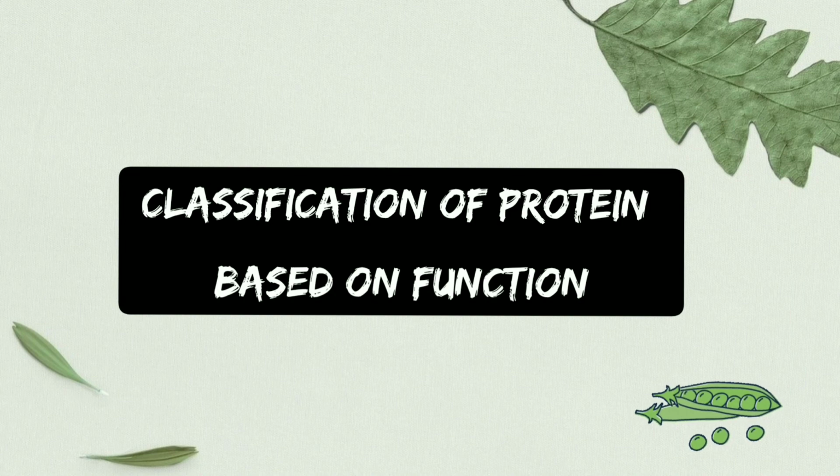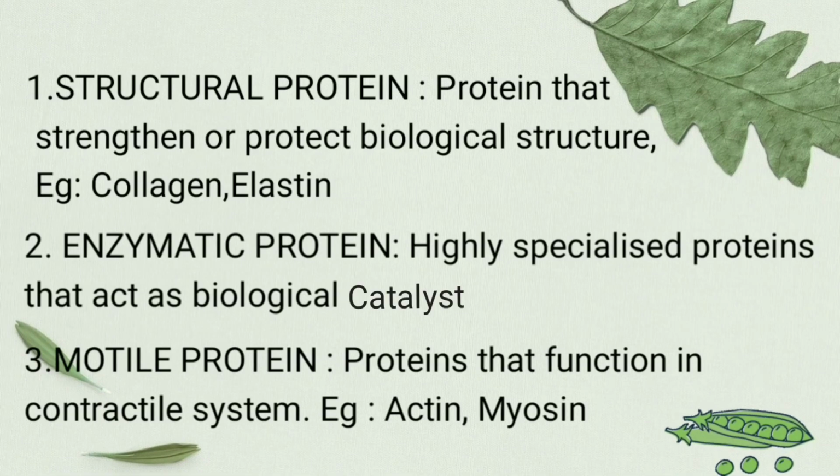Classification of protein based on function. First one, structural protein. That is, protein that protect or strengthen biological structure. Example, collagen and elastin. Second one, enzymatic protein. That is, highly specialized protein that act as biological catalyst. Motile protein. That is, protein that function in contractile system.